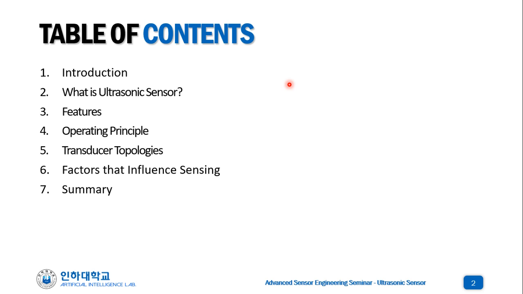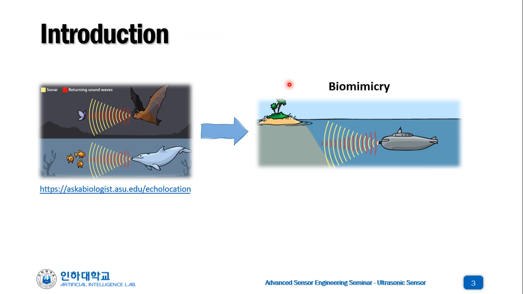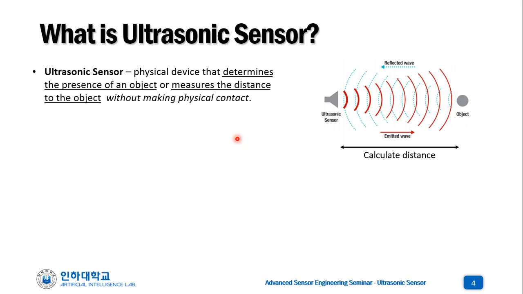So let's start. There are many creatures on the earth that try to use sound as a way to catch their prey. In this particular example, we have a bat and a dolphin that use echolocation to estimate the distance to their prey. People try to imitate this concept by biomimicry and create devices such as the ultrasonic sensor that make this possible. So what is an ultrasonic sensor?